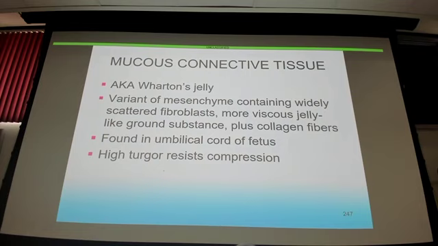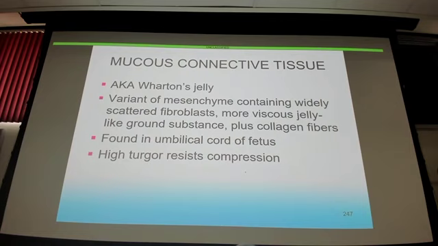Mucus connective tissue is also called Wharton's jelly, and it has widely scattered fibroblasts, more of a viscous jelly type. So think of mucus connective tissue as much thicker than mesenchyme, right? It has viscous jelly ground substance and a few more collagen fibers in it.